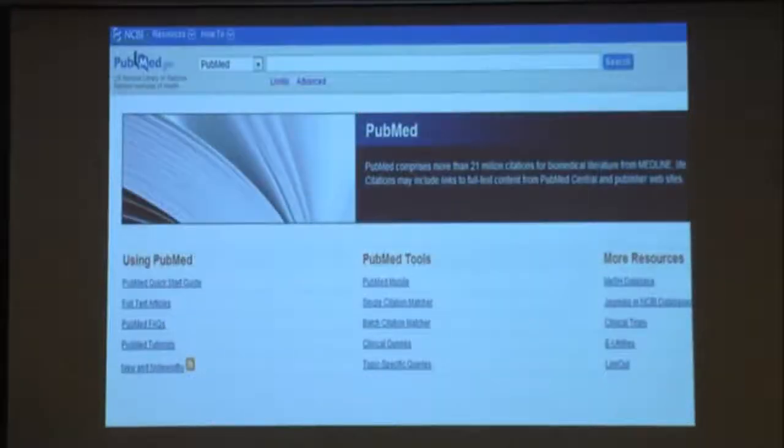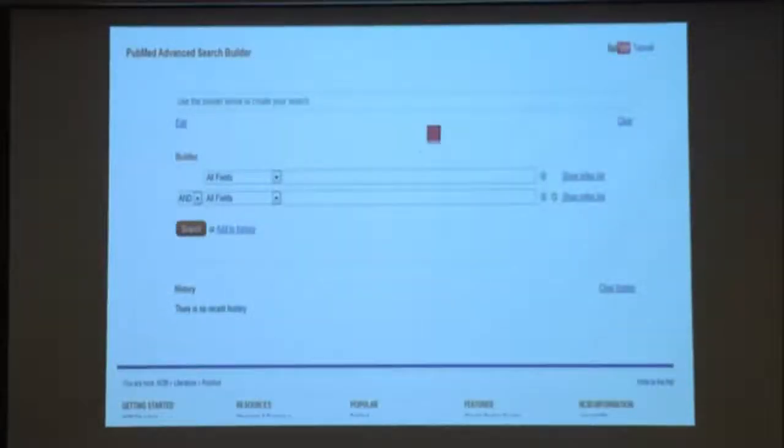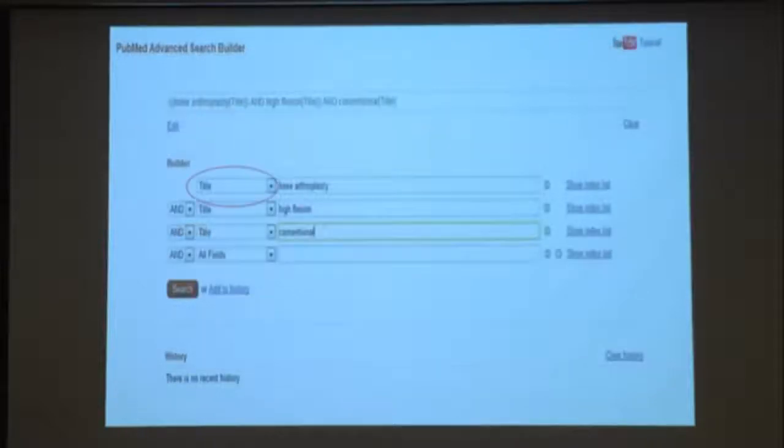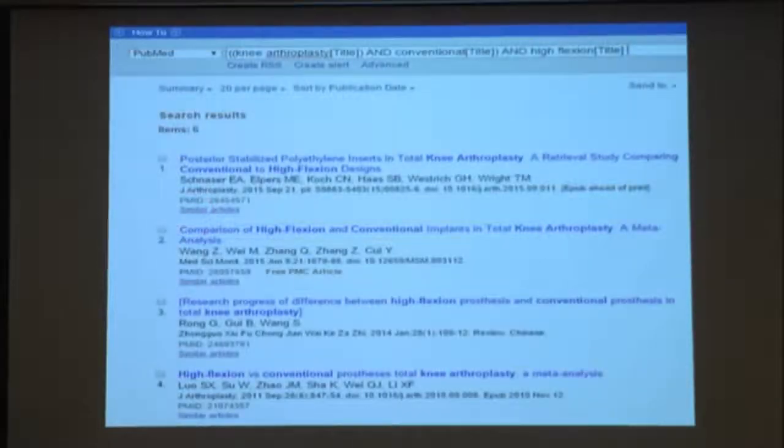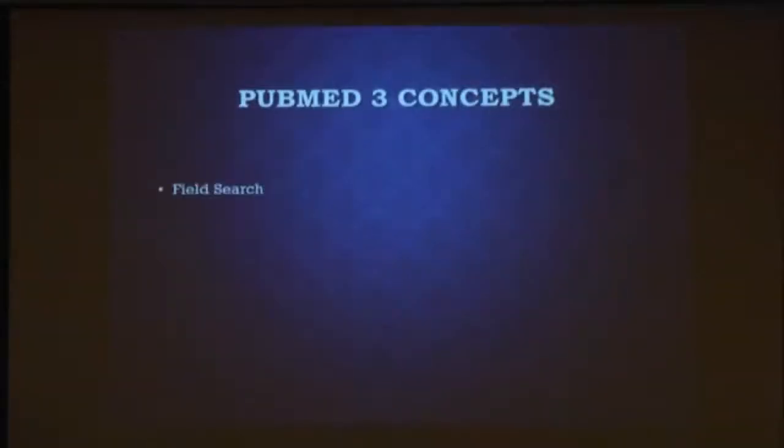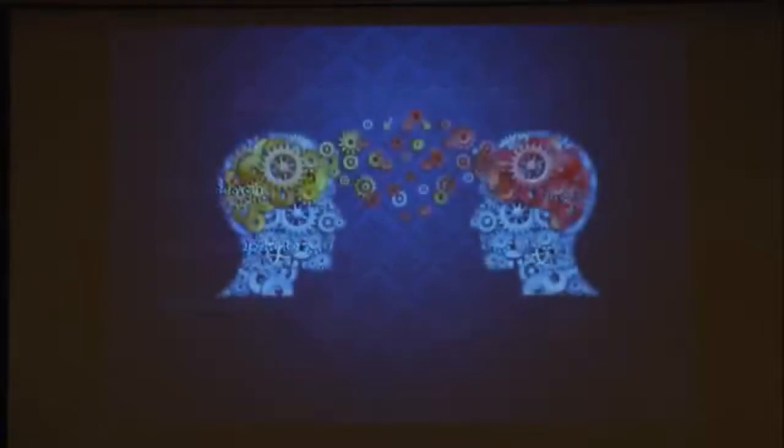So PubMed has made this very simple. This is the home page. You click on Advanced there on the right arrow and it opens a search builder. You put your keywords here, you put your fields there. There is a drop down, you can select the field, and there is the operator you can select from the drop down. And you click search and it immediately gives you the most relevant articles. So this is the simplest form of literature review that you can do to get very good relevant articles. So PubMed has 3 concepts: field search, Boolean operators, and MeSH terms.